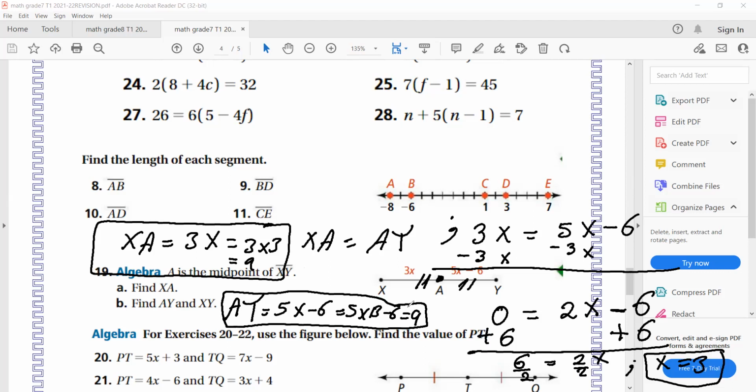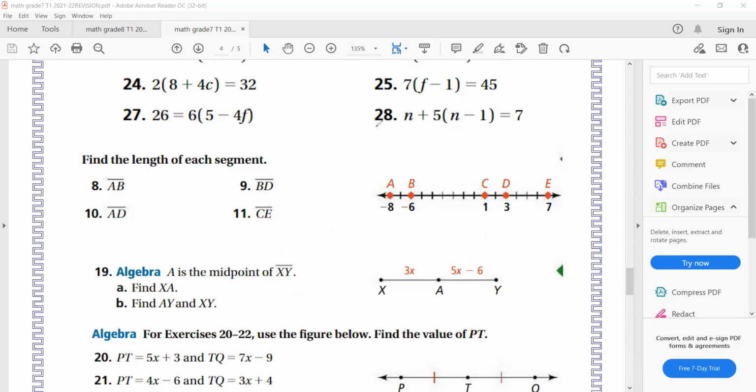Do you understand? If I have a point in the middle, then two equations are equal. Can you repeat? Okay, I repeat. I have A is the midpoint. Then XA equals AY. Then 3x equals 5x minus 6. Do you understand this step?